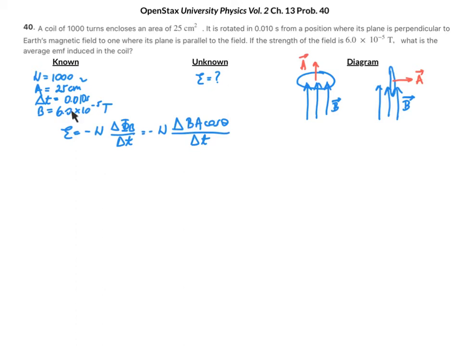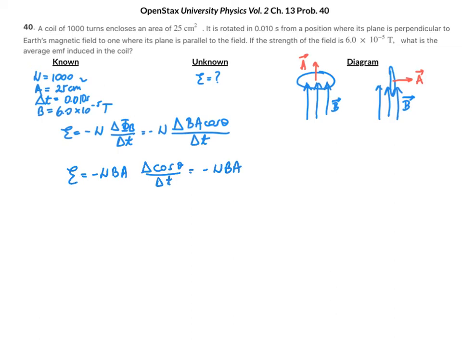Magnetic field is constant, it's not changing. The area is constant, it's not changing. It's the orientation between the area and the magnetic field that is changing. So everything else I can take out of my delta symbol. So the EMF is negative N B A. And then I'm left with delta cosine theta over delta T. So that is negative N B A.